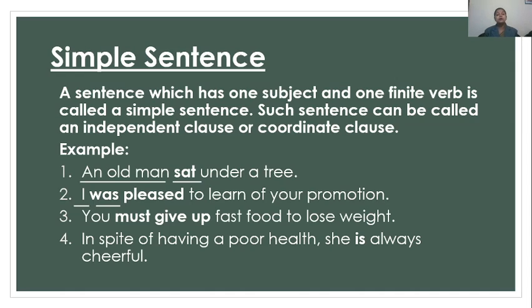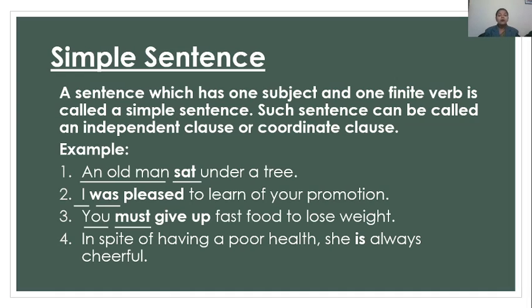Now look at the next. You must give up fast food to lose weight. What is my subject? You. Next, my finite verb: must. It's a modal, and modals are also part of finite verbs only. So must. Give is the main verb, and to lose is my non-finite verb. So as the sentence has only one subject and one finite verb, what type of sentence is this? It is a simple sentence.